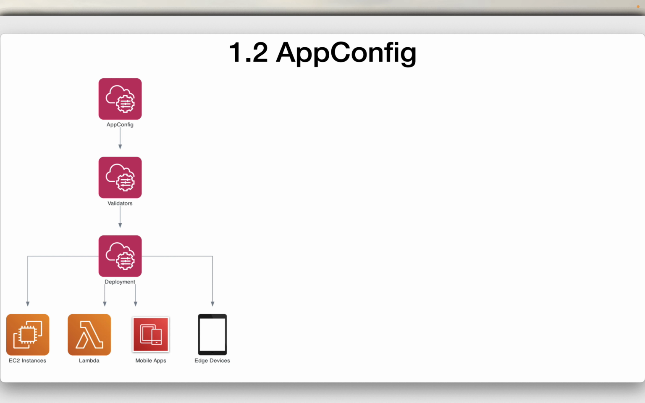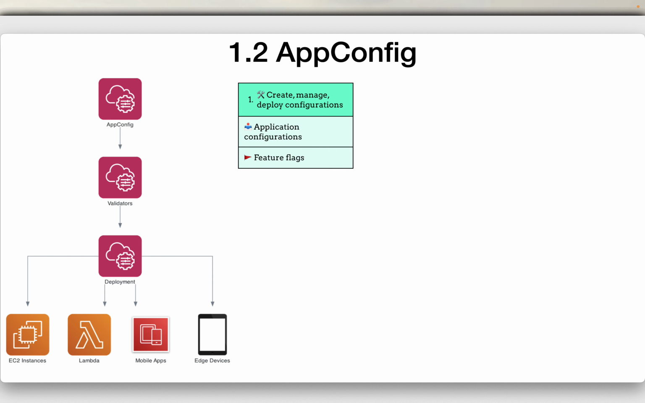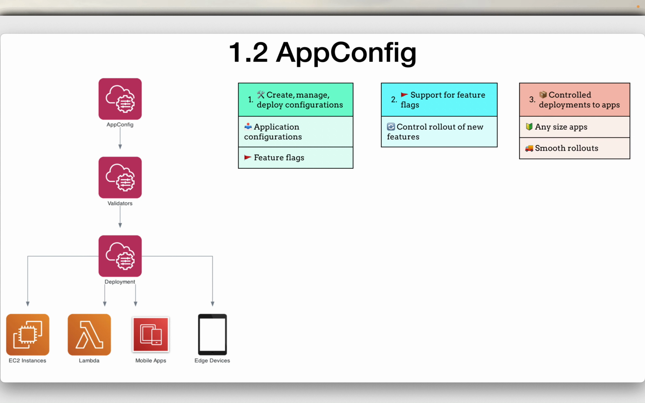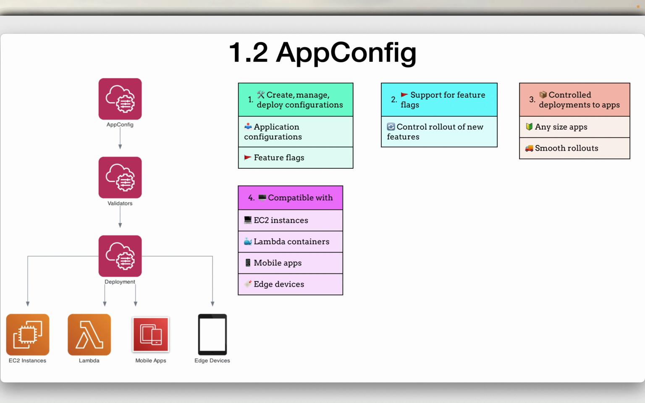Next capability is AppConfig. AppConfig enables you to create, manage, and deploy application configurations and feature flags. AppConfig supports the management and deployment of feature flags, allowing you to control the rollout of new features. AppConfig supports controlled deployments to applications of any size, ensuring smooth rollouts. You can use AppConfig with applications hosted on Amazon EC2 instances, AWS Lambda, containers, mobile applications, or edge devices.